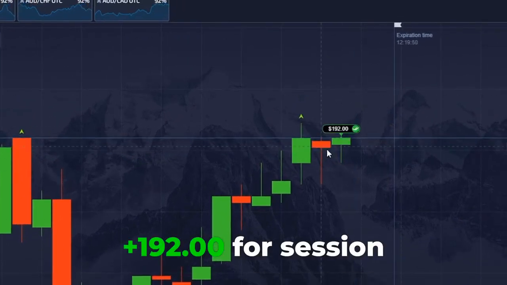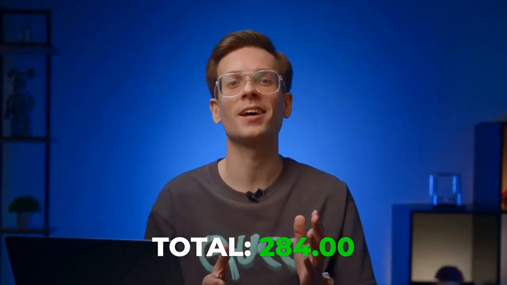Looks like American Express just sent me a bonus check. Sweet, another 192 added to my deposit.